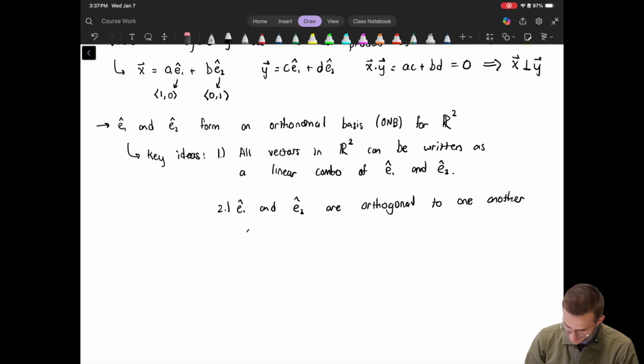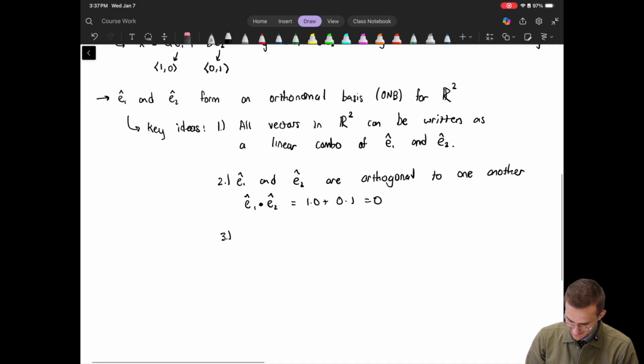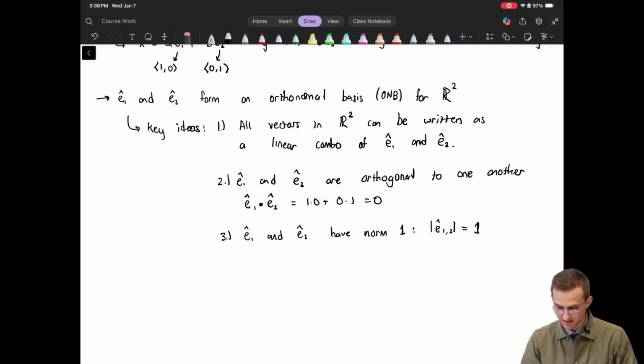Which means, of course, E1 dot E2, which, if you look at what the vector elements are, would just be 1 times 0 plus 0 times 1, is equal to 0. Okay, that's extremely critical. That's what makes them an orthogonal basis. And then the normal part comes from the fact that E1 and E2 have norm 1. So the magnitude of E1 or E2 is equal to 1. If you take the dot product of each of these with itself, you just get 1.